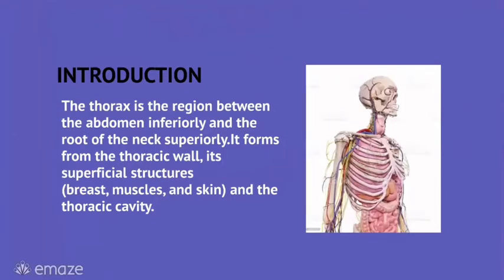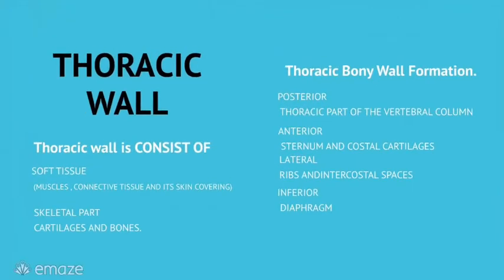Introduction: the thorax is the region between the abdomen inferiorly and the root of the neck superiorly. It forms from the thoracic wall, the superficial structures, breasts, muscles, skin, and the thoracic cavity. The thoracic wall consists of soft tissue and skeletal part. Soft tissue has muscles, connective tissue, and its skin covering. The skeletal part has cartilage and bones.